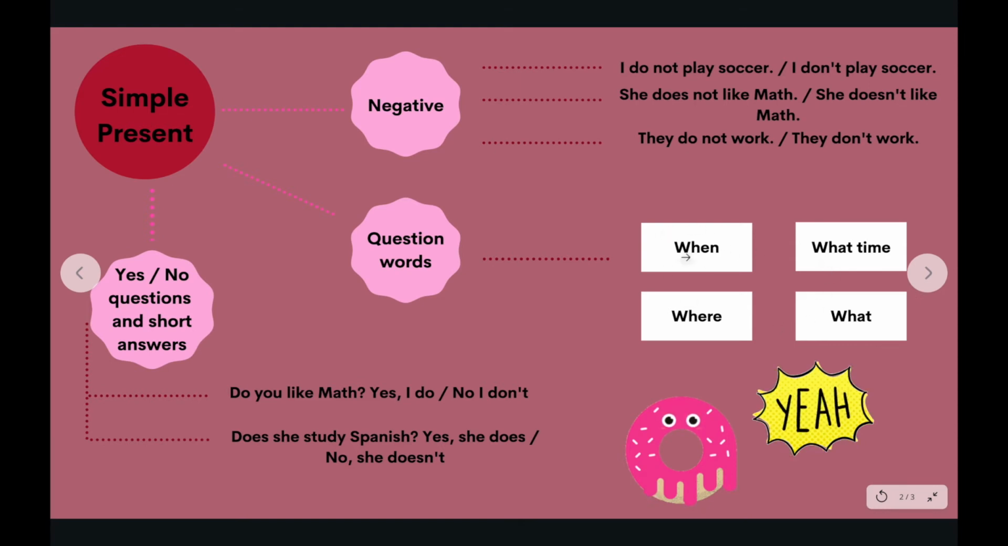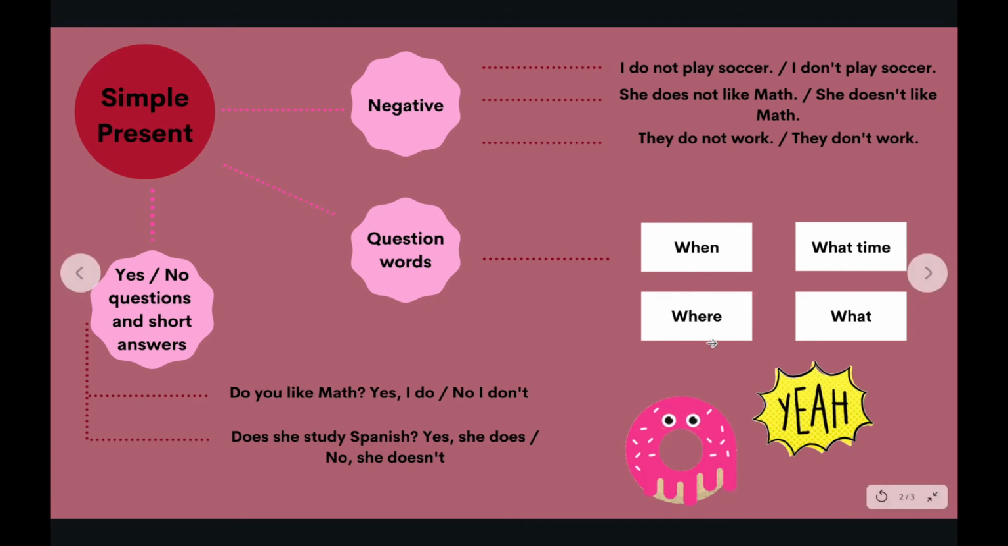We're going to start with when. The word when is for time, in some cases for specific times, in others no. And this in Spanish will be cuando. Then we have what time, and this is referring to a specific time. So in Spanish will be a qué hora, a qué tiempo, depending on the context obviously.